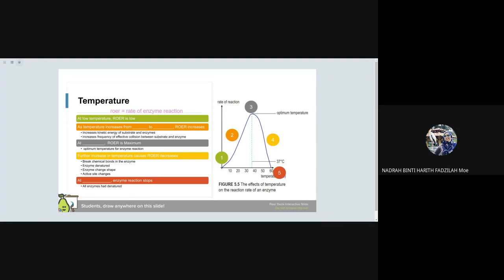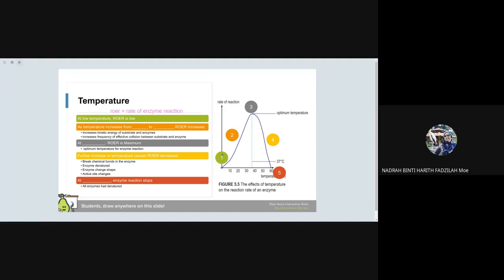Pada point yang pertama, masa rate of enzyme reaction rendah. Pada point yang kedua, masa ROER tu sedang menaik. Point number 3, kemuncak atau maximum rate of reaction. Number 4, bila rate of reaction decreasing, and number 5 when the rate of enzyme reaction stop. So, can you complete the fill in the blank statement tu?